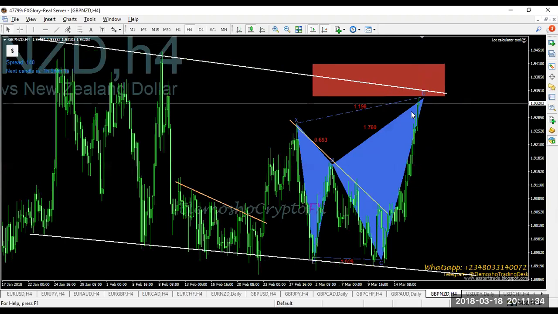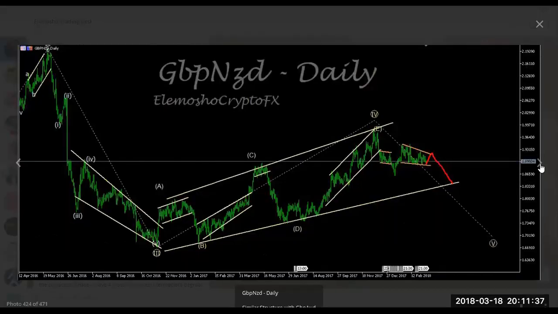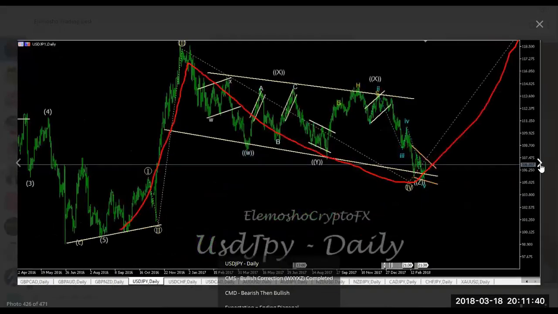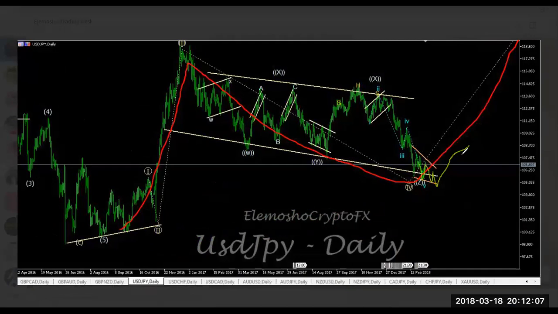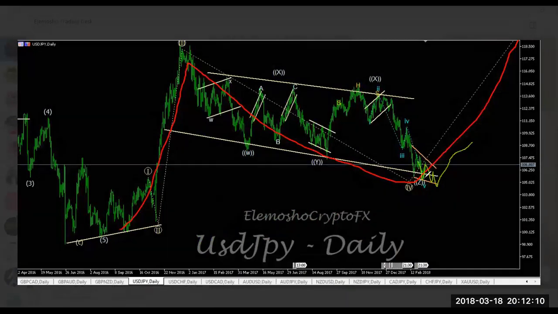So let's just look at the next pair that I posted last week, which is the USD JPY. What I told you guys to look out for was an ending diagonal around that path. Let me clear this drawing. I told you that you should be looking out for an ending diagonal, and the diagonal formation will be something like this before we start going to the upside. So don't be tricked into buying right now until price has given you the go ahead to eventually buy.